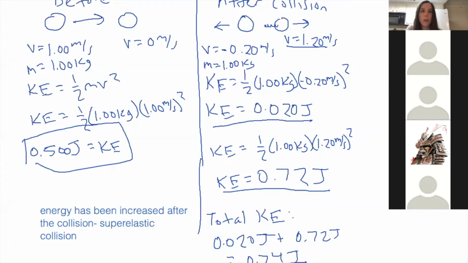Okay, sorry about that. So that's a superelastic collision, when you gain energy after the collision. There are 2 other things that could happen besides this one, so let's look at the other cases. What could also happen is that you have one ball going at a certain speed, the other one's stationary, and they collide.